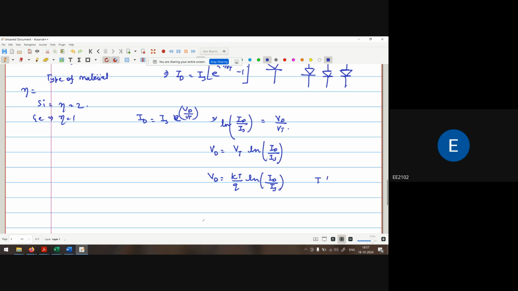If I increase the temperature, Vt increases, but the Id also decreases. So with the temperature, there is an effect that Vd will be reduced. And how much will it reduce? It reduces by minus 2 millivolt per Kelvin. So if I increase the temperature by 1 Kelvin, Vd will be reduced by 2 millivolt. This is the value of Vd.